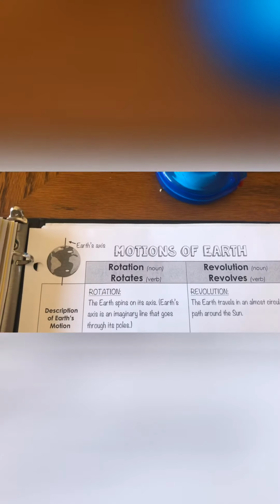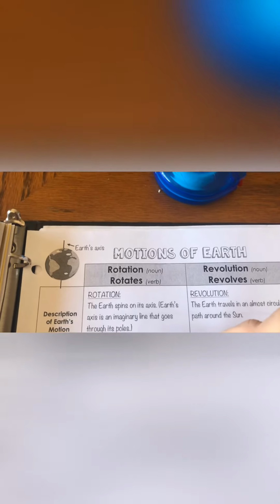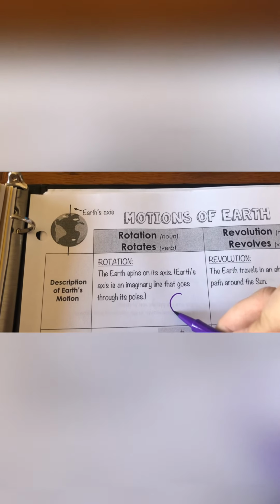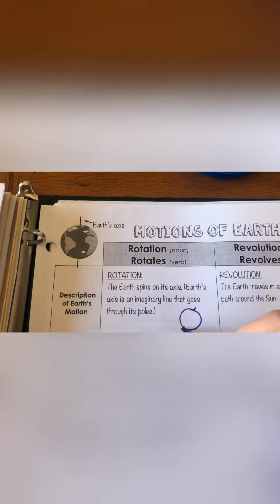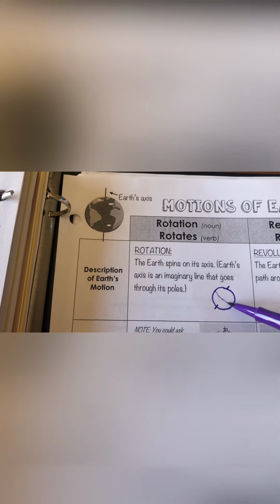I do want to point out on rotation, the axis looks something like this. We've got our circle, and then the axis is tilted. It's kind of crazy. It's an imaginary line, and the equator kind of goes like this. This actually plays into why we have seasons, the way our axis is pointed, and we'll get to that later.